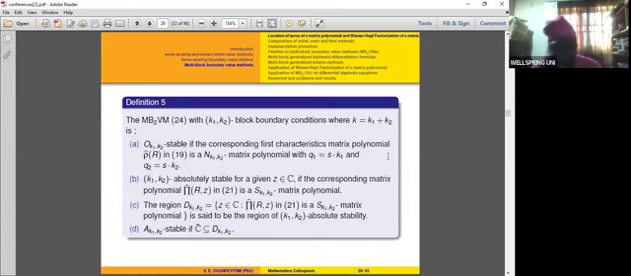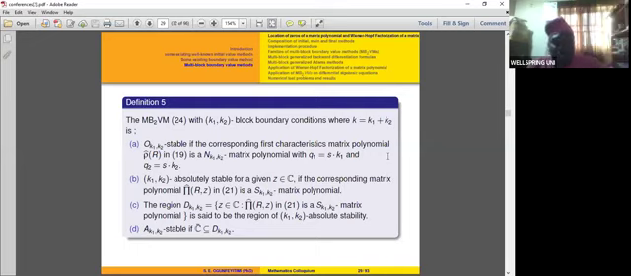Then we have the following definition. We all know what is A-stable or what is 0-stable. In boundary value method, we don't say A-stable, we don't say 0-stable. All we say is 0_{k1,k2}-stable and A_{k1,k2}-stable. In definition 5A, we say that a multiple boundary value method is 0_{k1,k2}-stable if the corresponding first characteristic matrix polynomial in 19 is N_{k1,k2}.